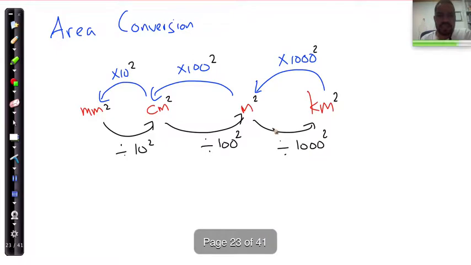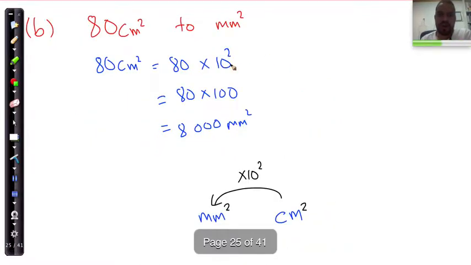Example C says 0.03 meters squared to square centimeters. In other words, to centimeters squared. Now, very importantly, just think about where does this lie. If I go back, I can see that meters squared is here and centimeters squared is there. If I go from meters squared to centimeters squared, I multiply, and that's multiplied by a factor of 2 to the power of 2, right?